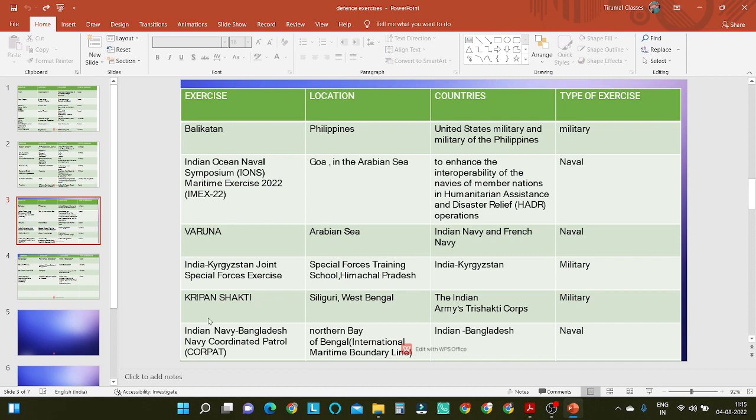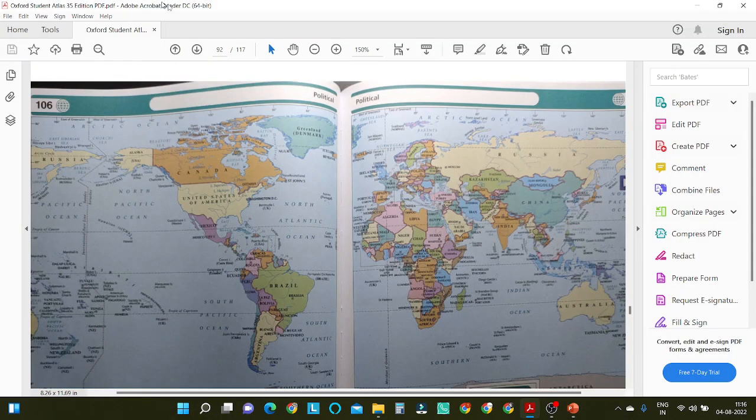The next exercise is Kripan Shakti. It is a military exercise. Only India is taking part in this. The Trishakti Corps of the Indian Army is taking part in this Kripan Shakti. The location is Siliguri in West Bengal. The Siliguri corridor in West Bengal is of utmost importance to India. It has a very great historical significance.